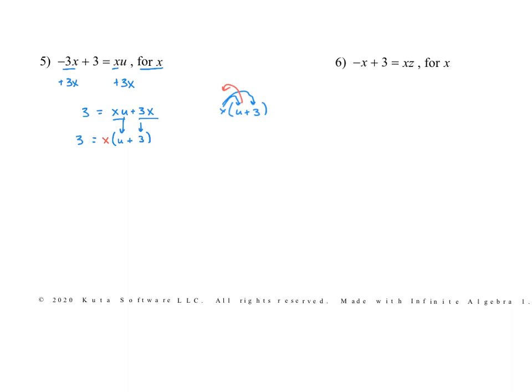Now I have a situation like that last problem where the variable is being multiplied by a parentheses. So now I can just divide by my parentheses from both sides, and I'm left with x is equal to 3 over u plus 3. And I have a variable in my denominator, so my last step is to solve for whatever that variable isn't. Because remember, the denominator cannot be 0. And in order for that to work, u cannot be a negative 3.